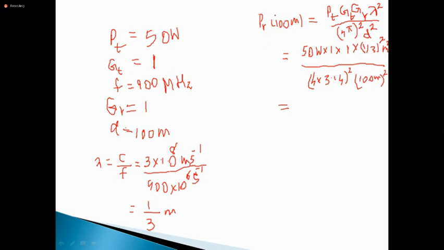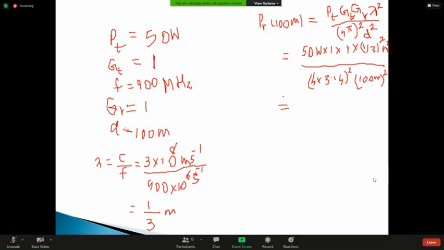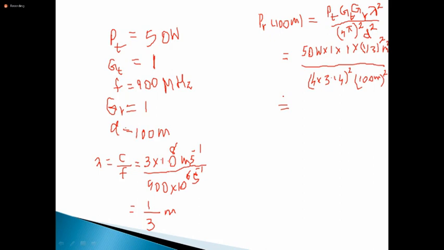Power received at 100 meters is what? Here the answer is 3.5 into 10 to the power minus 3 milliwatts. Calculate it a little and check that it is correct. 3.5 into 10 to the power minus 3 milliwatts means 3.5 microwatts.